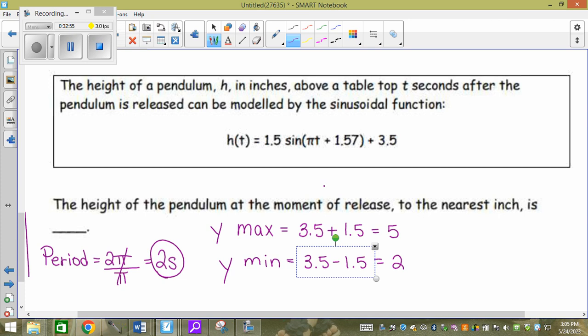They could say, what's the height at 1 second? What's the height at 3 seconds? And you go second trace value 1 and 3, right? Or it could ask you, what time does it reach 3 inches? Well, then you put 3 in your y2 and find out where they intersect, right?